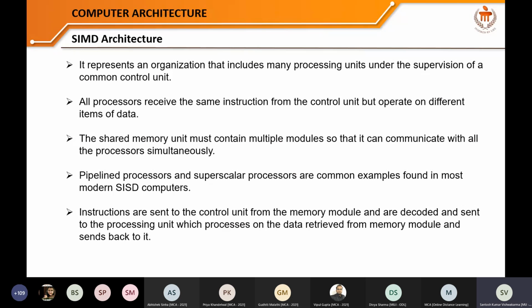Let me elaborate all these points, and then we'll see the structural view of the SIMD structure. This SIMD represents an organization that includes many processing units. Soon we'll explore the diagram itself, under the supervision of a common control unit. Okay, we'll just take 30 seconds.